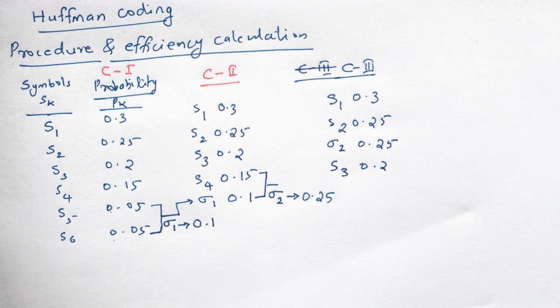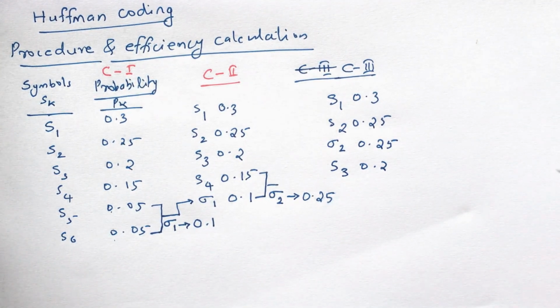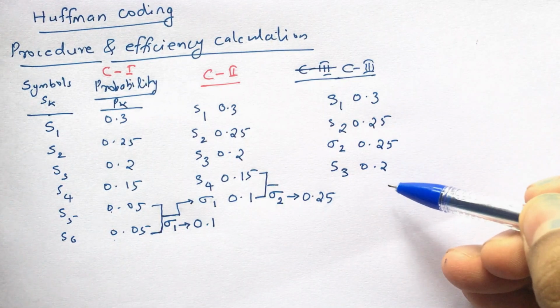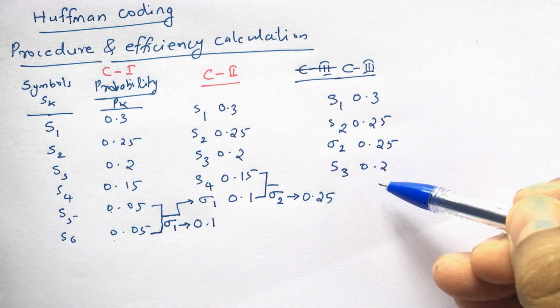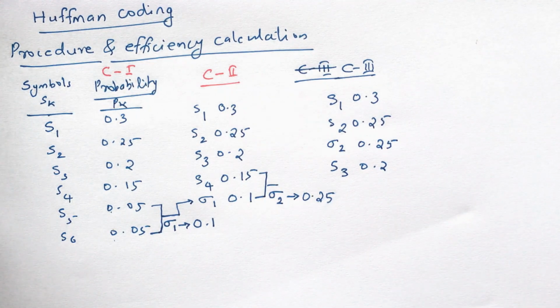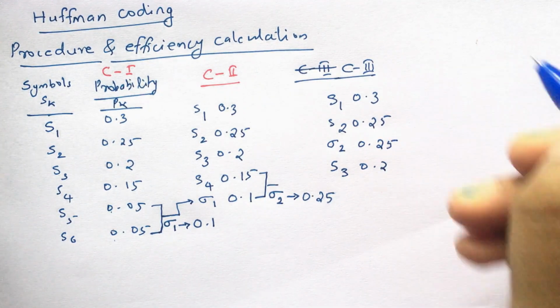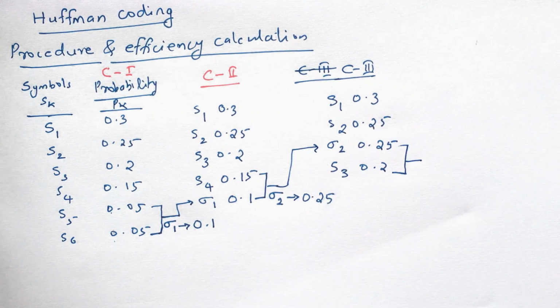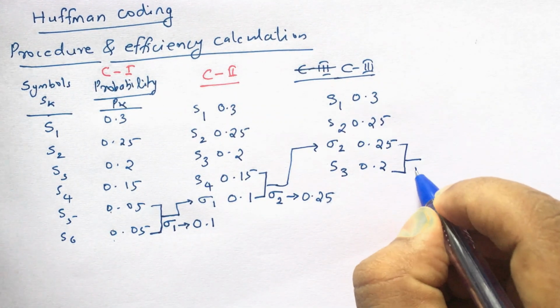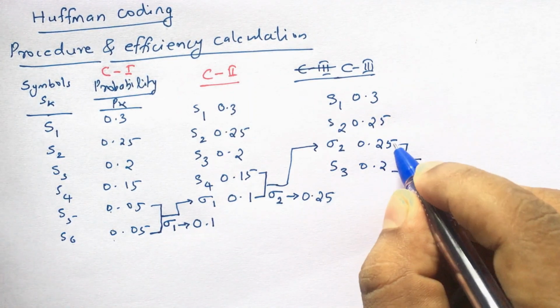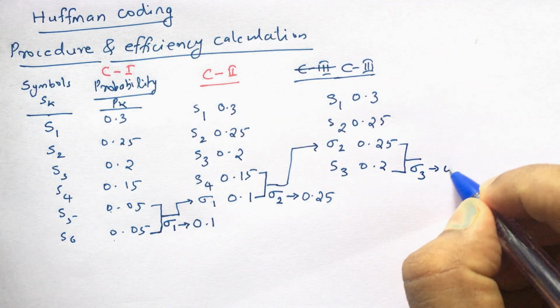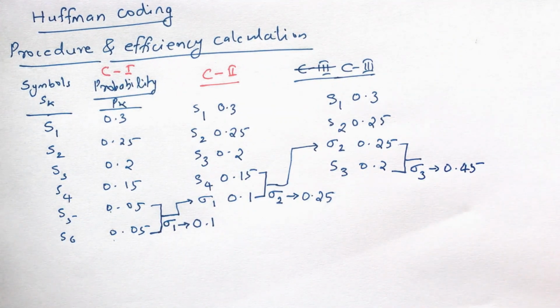To check whether there is any error, we need to calculate all the probabilities, and they should result in 1 in each and every column. Then we need to generate the next column. For that, we add the last two symbols, sigma 2 and S3, and name the result sigma 3, with probability 0.25 plus 0.2, which is 0.45.